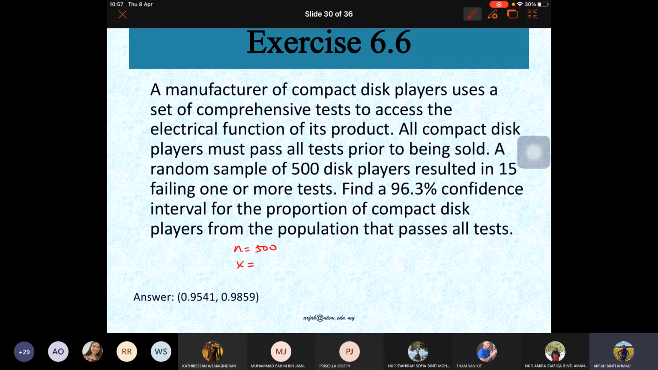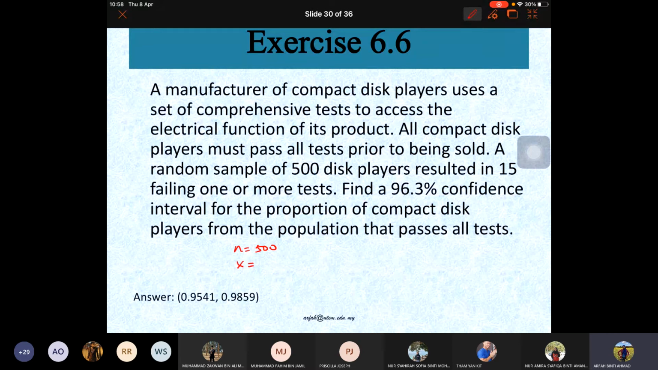Yeah, the rest yang lain. Anyone give me the value of X? X, for the proportion, X is the characteristic that we are interested. Cuba baca balik soalan tu betul-betul and then give me the value of X from the given exercise. Berapa nilai X? Syakirin? 485 bukan? 485 betul. Akhirnya Zakuan kembali ke pangkal jalan.